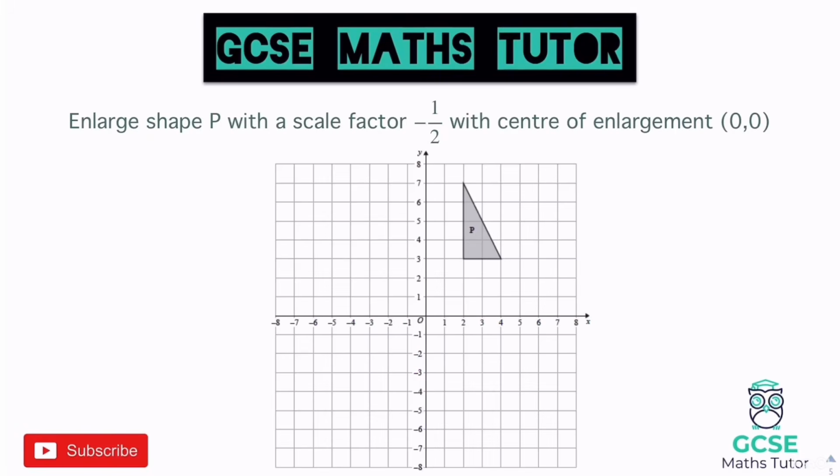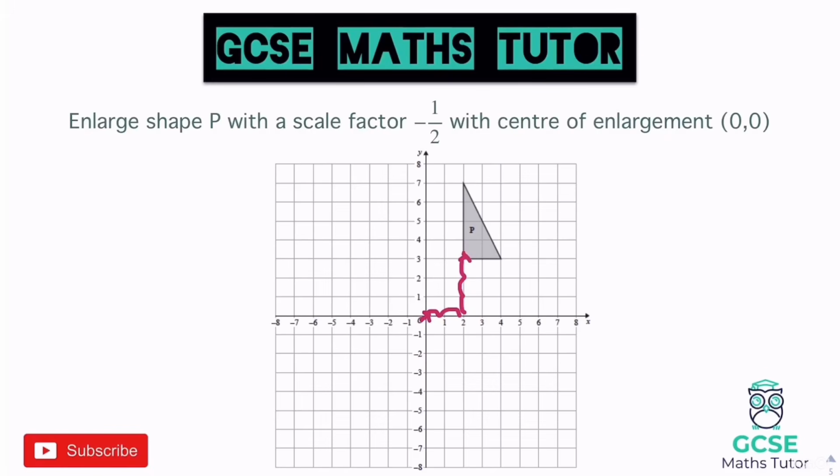Okay, so we've got a transformation here. It says enlarge shape P with a scale factor of -1/2 with the centre of enlargement 0, 0. So always mark out your centre of enlargement first. An enlargement with a negative scale factor and a fraction here means that we've just got to do this very, very carefully. First things first, you need to pick a point on the shape and figure out how you get from the centre of enlargement to that point there. If I count that, that's 1, 2 to the right, and 1, 2, 3 up.